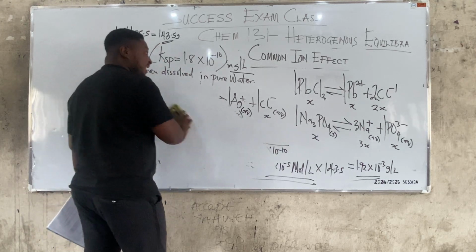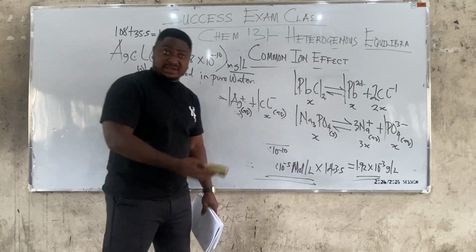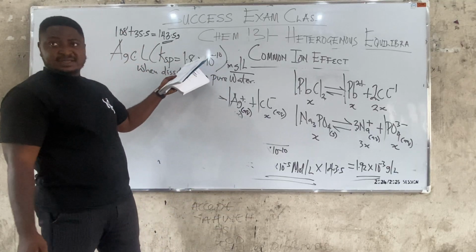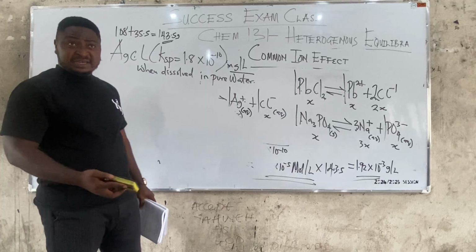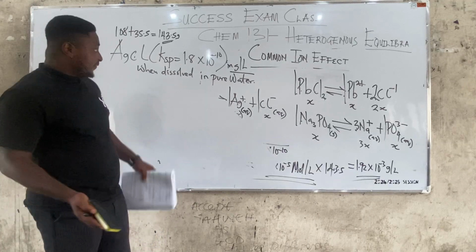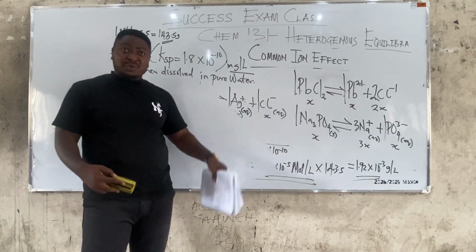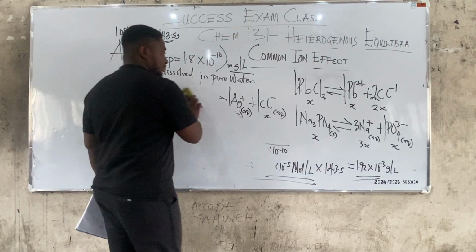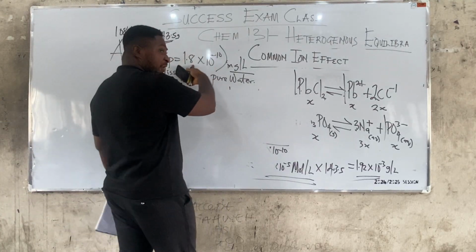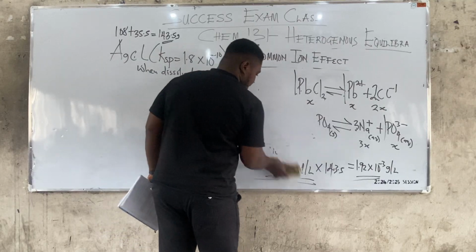Why did they not give us the Ksp for the second question? Because it is still AgCl, so we still use the same Ksp. The salt has not changed, right? It's just dissolving in a different solution now. So the first question is dissolved in pure water. The second question is dissolved in a solution of CaCl2. So still maintain the Ksp they gave you for AgCl.